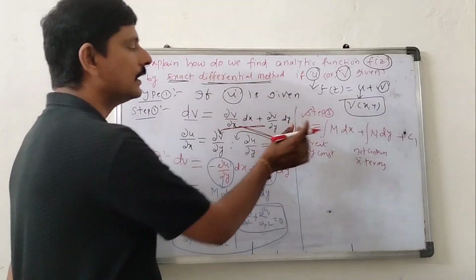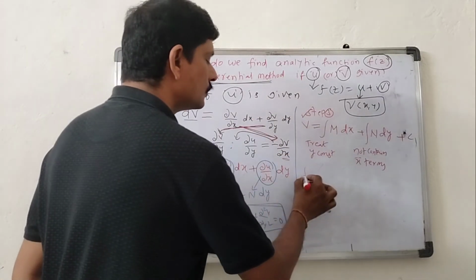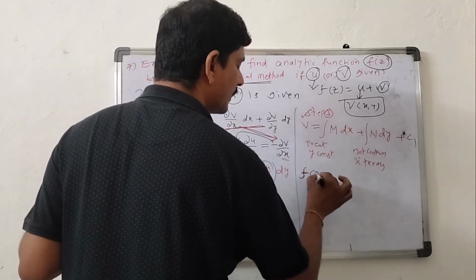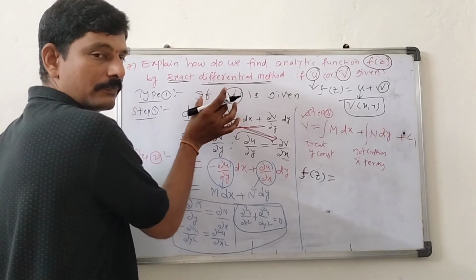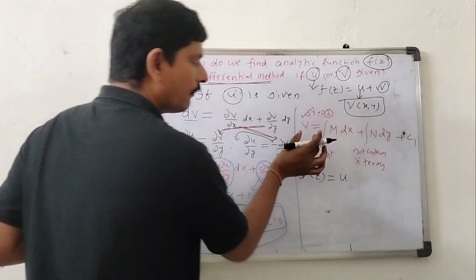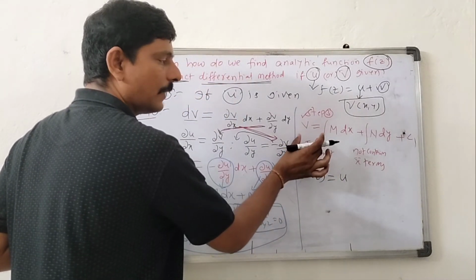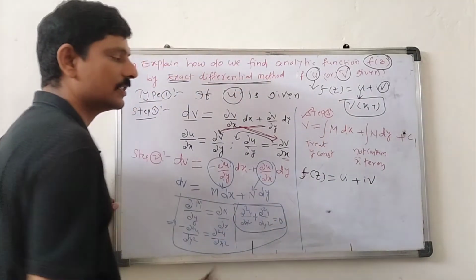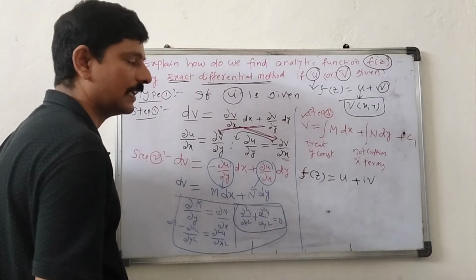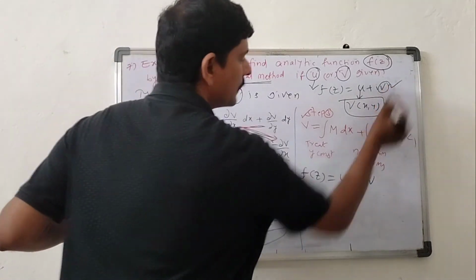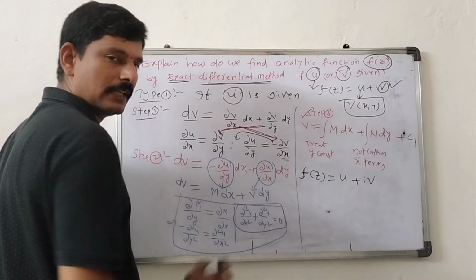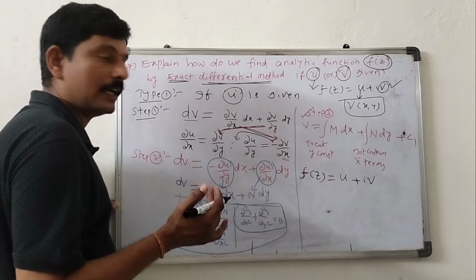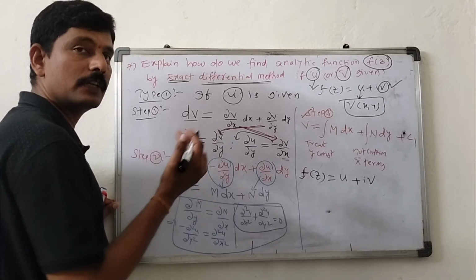So we found v. Now our aim is to find f of z. So how do we write f of z now? Already u is given. We found v in this way by using the exact differential method. So f of z is equal to u plus iv. Writing u and v in this expression, you can find f of z. Clear, completed. But sometimes it may ask to find f of z in terms of z.